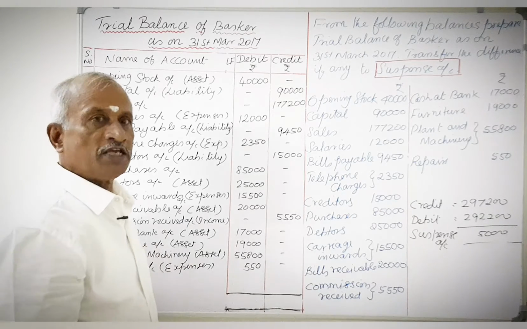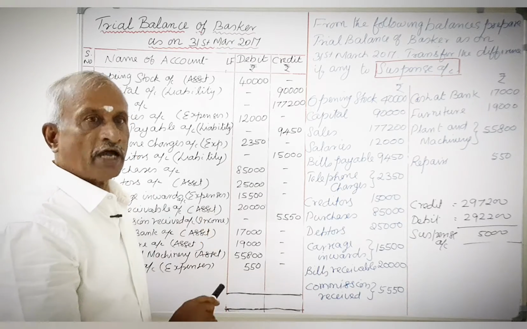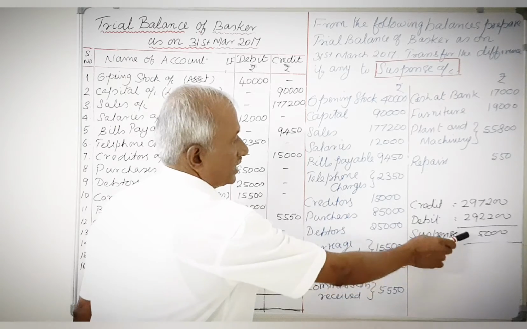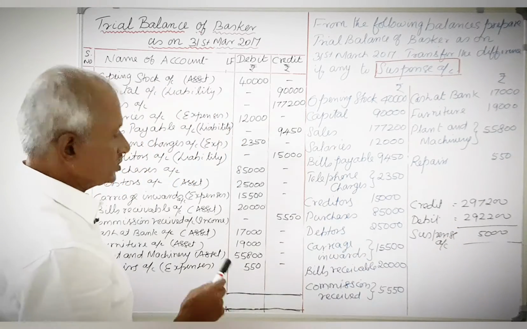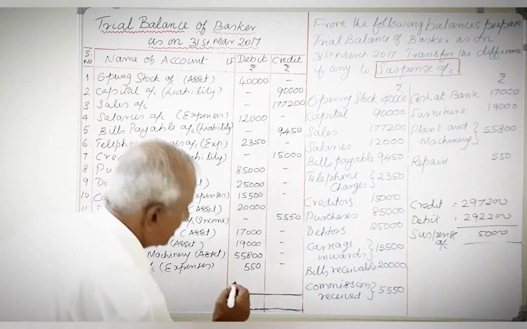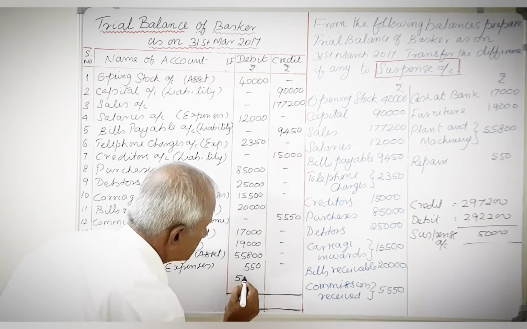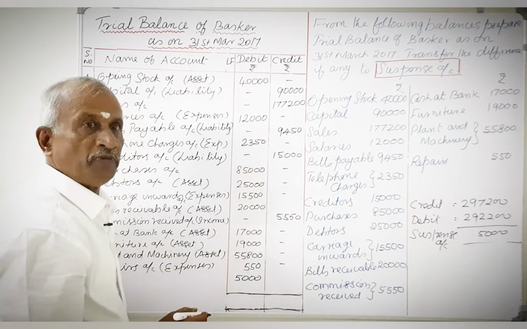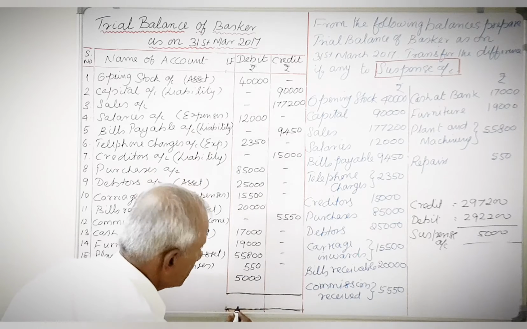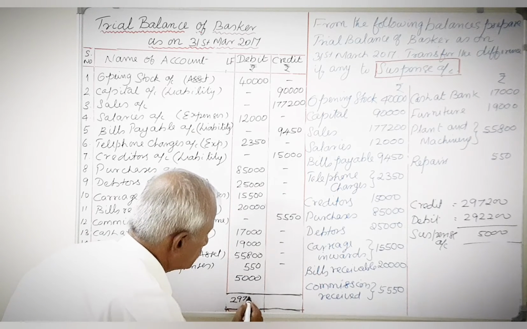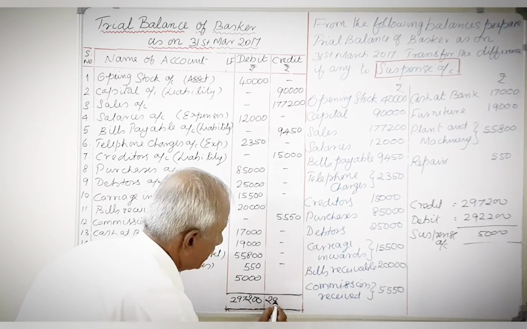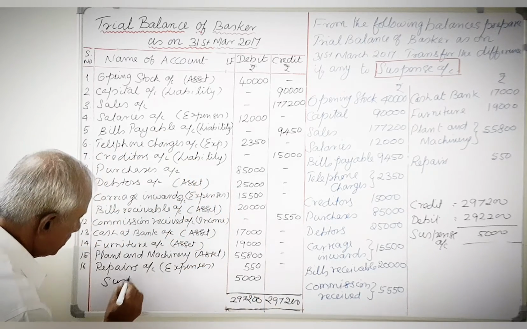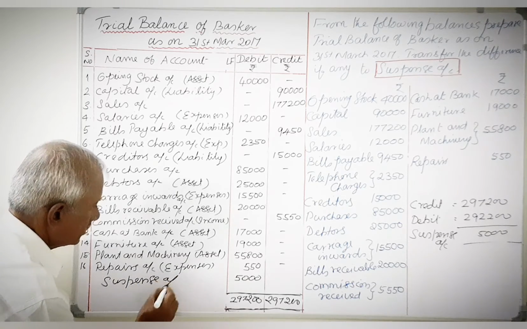The suspense account should be placed on the side in which there is a shortage. Now here there is a shortage of 5,000 rupees on the debit side. So let us place it on the debit side of the trial balance so that both sides of the totals become equal. So it is 2,97,200, 2,97,200, and against it you write suspense account.